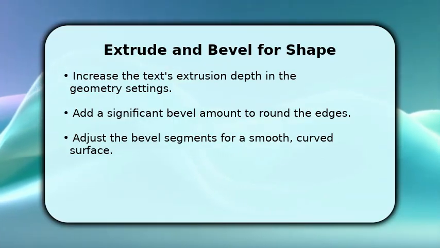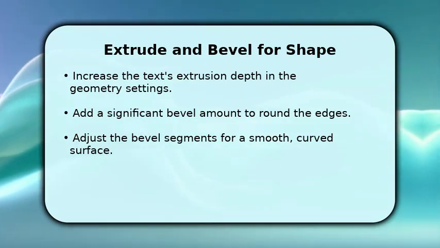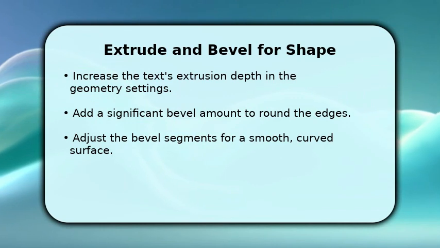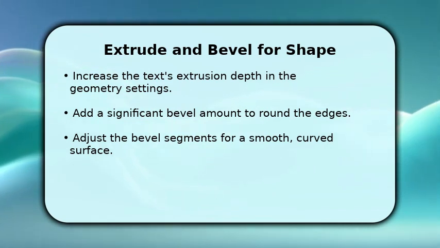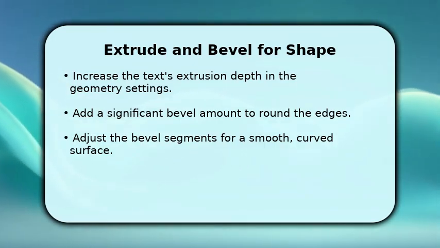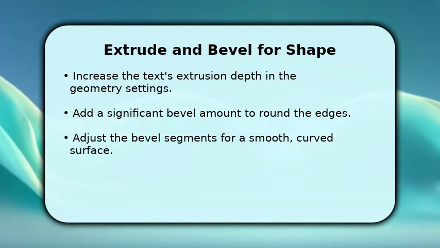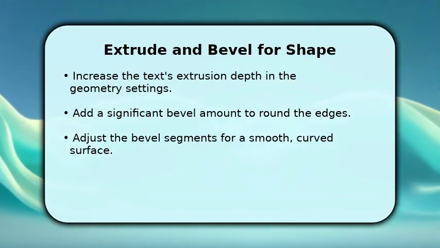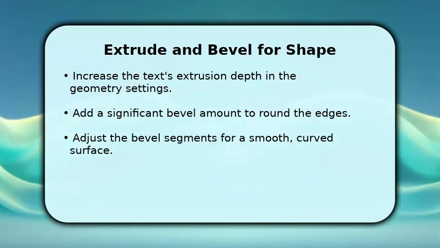In the Object Data Properties under Geometry, increase the extrude value to about 0.1 meters. This adds depth. Next, increase the bevel depth to around 0.05 meters and set the segments to 8 or 10. This creates a wonderfully smooth, rounded edge, essential for the bubble look.